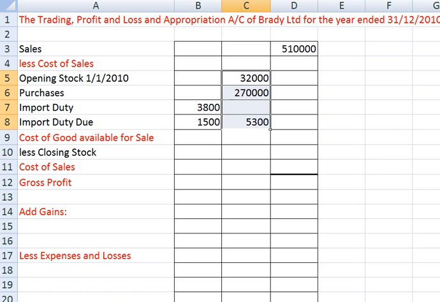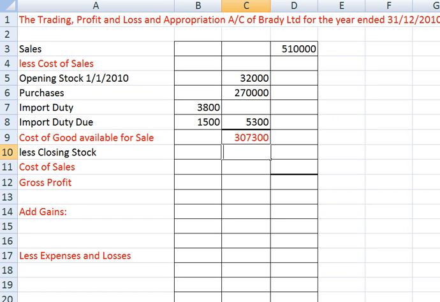So when I add these three figures together, I get my cost of goods available for sale. The stock I had at the beginning of the year, the purchases and the import duty go together to make the cost of everything I have available to sell. Sometimes in here you'll also see carriage inwards, and you've got to watch out for carriage inwards due as well. That would be added in as a cost of goods available for sale.